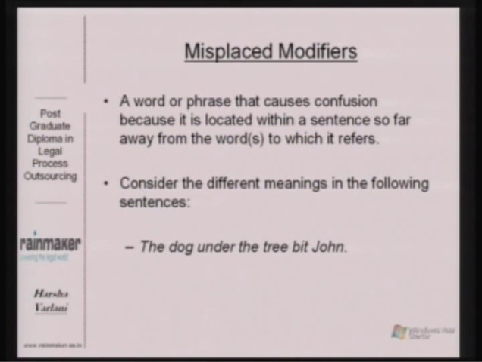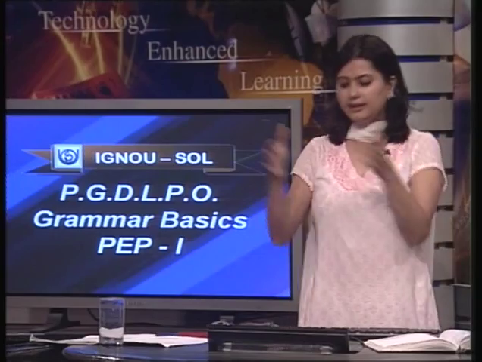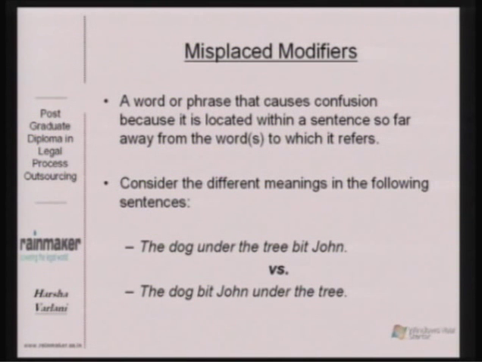Let us look at this. Consider the different meaning of the sentence: "The dog under the tree bit John" versus "The dog bit John under the tree." This will explain the first bit: a word or phrase that causes confusion because it is located so far away from the word or words to which it is referring. Now, what are you trying to say here? Are you trying to say that the dog that was under the tree bit John, or that the dog bit John under the tree, as in John was standing under the tree and the dog bit him there, or that the dog that was under the tree went somewhere else and bit John?